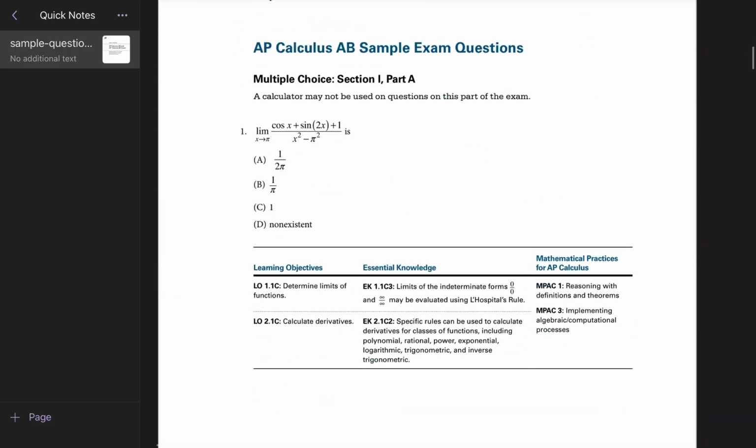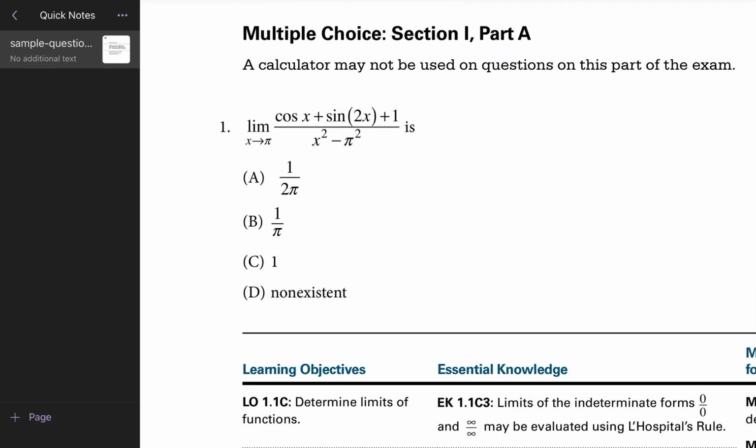So, start with problem one. Here we can see there's a limit. It says the limit as x approaches pi of cosine x plus sine of 2x plus 1 divided by x squared minus pi squared. When I look at this limit, I see that this is likely L'Hopital's rule, because if we substitute x equals pi, the denominator becomes pi squared minus pi squared. The numerator becomes cosine of pi, which is -1, plus sine of 2 pi, which is 0, plus 1, so -1 plus 1 is 0. So 0 divided by 0, which means L'Hopital's rule.